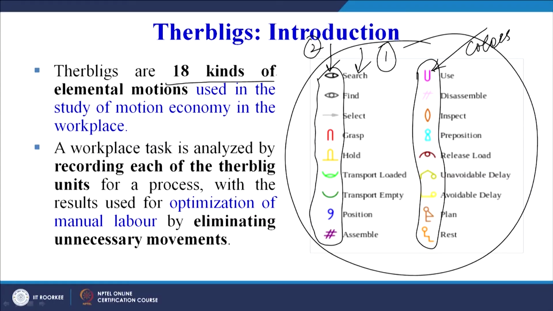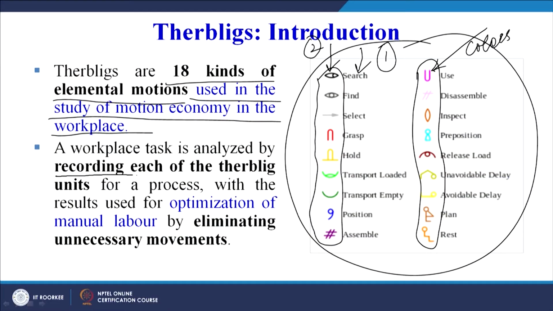Now the description: Therbligs are 18 kinds of elemental motions used in the study of motion economy in the workplace. If you remember, we have already studied in this particular week, week number 6, a session on string diagram, then principles of motion economy, and then a discussion on micro motion study. Today we are discussing Therbligs. So we already are focusing on economizing the motions. In principles of motion economy, we have seen how we can try to make our task easier, efficient, and effective.